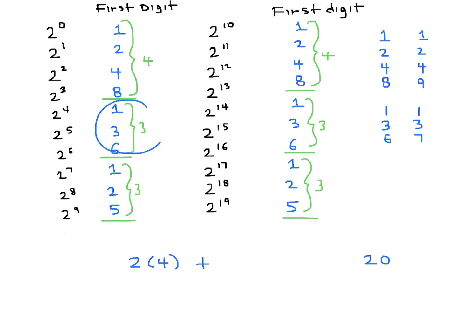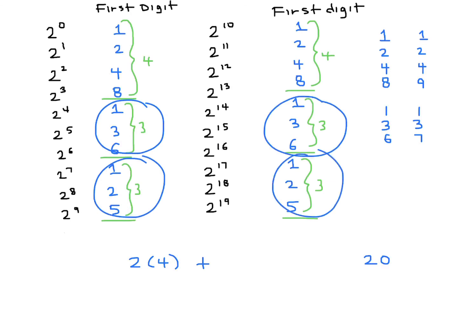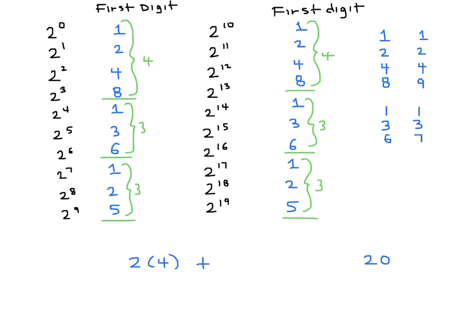Then how many subsets of 3? I've got these 4 groups, and each of them has 3. If you total it all up, it should equal 20, and it does. 2 times 4 is 8, 8 plus 12 is 20. So 20 tells me how many terms or how many powers of 2, and we indeed have 20 of them, 2 to the power of 0 until 2 to the power of 19. I hope you understood how this equation was calculated.